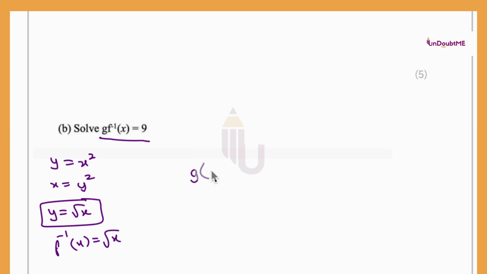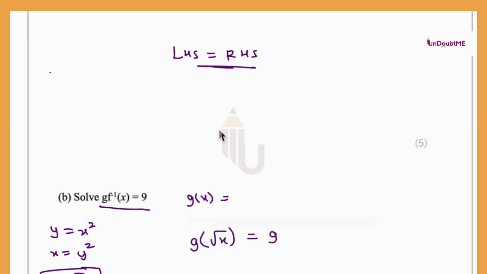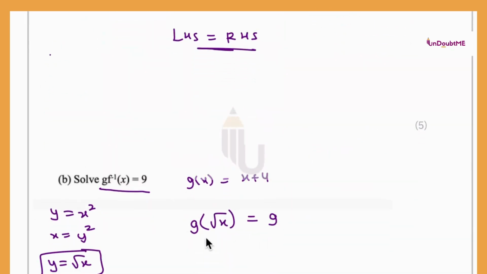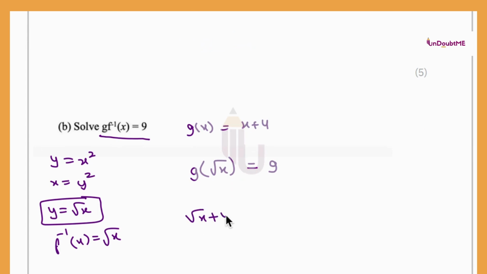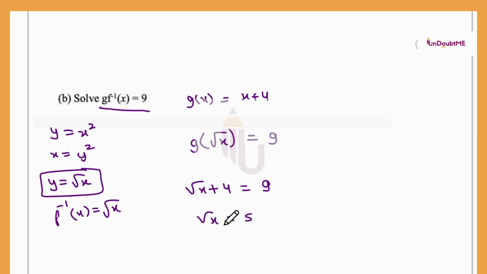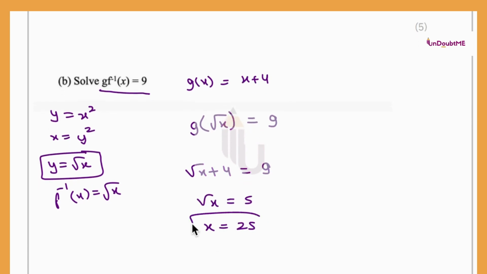So finally we have to solve g of root x is equal to 9. Just for your information, g(x) value, if I write from above, that is x plus 4. So g of root x means it will be root x plus 4 is equal to 9. Root x is equal to 5, and squaring both sides will give me x is equal to 25.